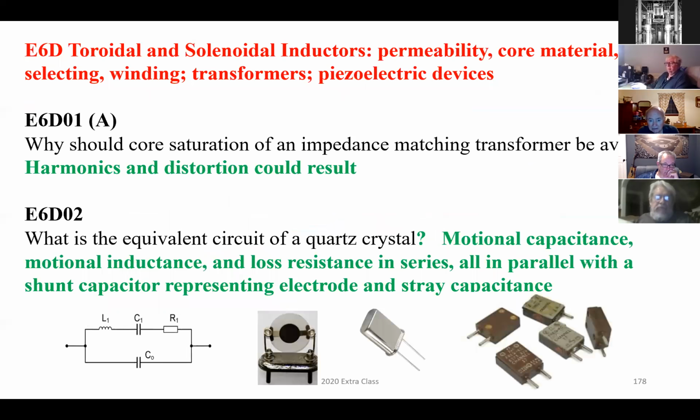Okay, this next section D is toroidal and solenoidal inductors. Number one, why should core saturation of an impedance matching transformer be avoided? It'd be A, harmonics and distortion could result.